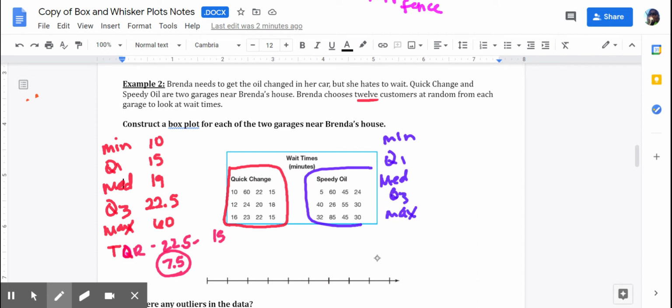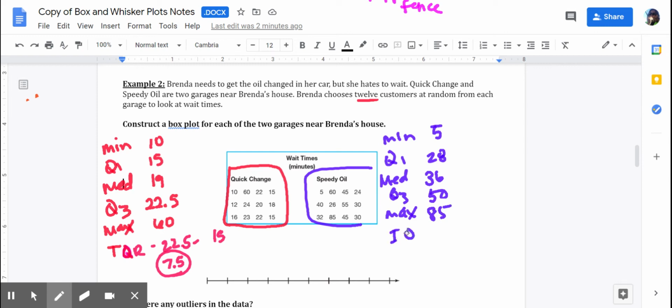So once you get all this into your calculator, again, you want to hit second data, go to one variable stats, hit enter 3 times, and then you're going to look for these things. So for my minimum, I should have 5. My Q1 we should get 28, median 36, Q3 50, and my max is 85.